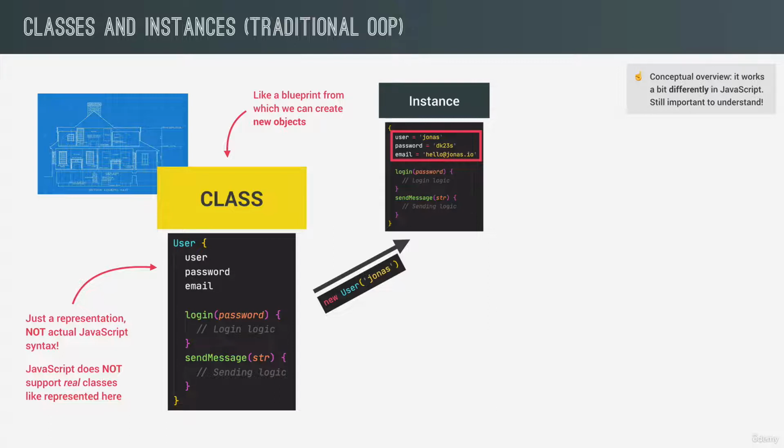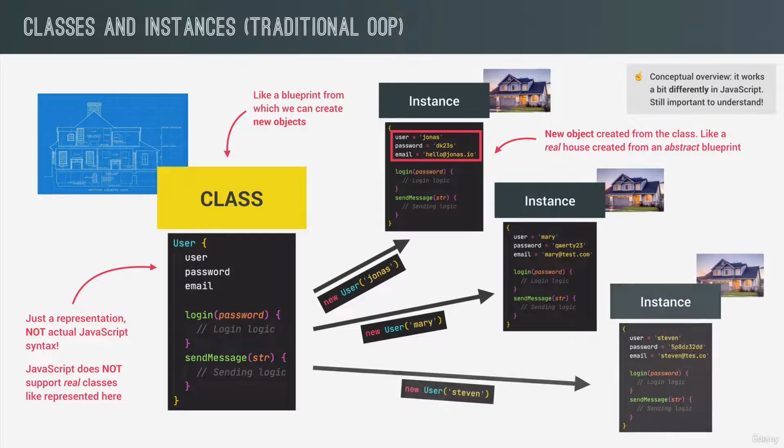All right? So back to the blueprint analogy from earlier, this instance is like a real house which was created from the abstract blueprint created by the architect. And the beauty of this is that now we can use this class to create as many instances as we need in our application, just like we can build multiple houses from just one blueprint, right? And all of these instances, so these objects, of course, can have different data in them, but they all share the same functionality, which is to log in and to send messages.